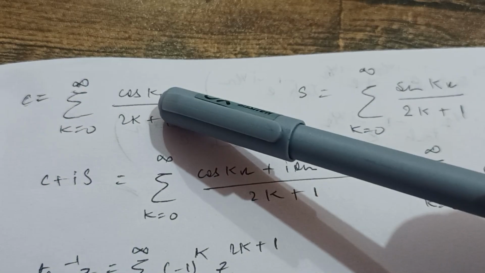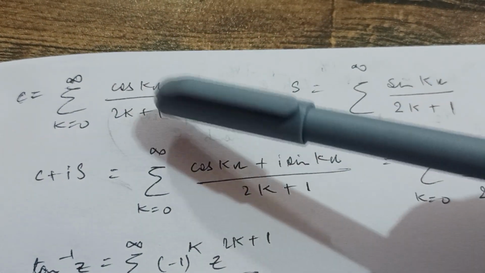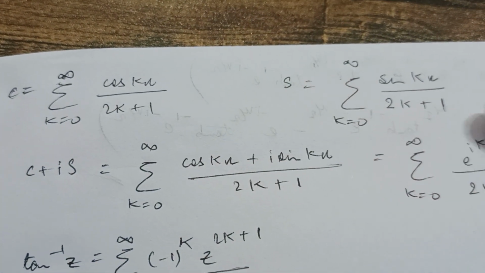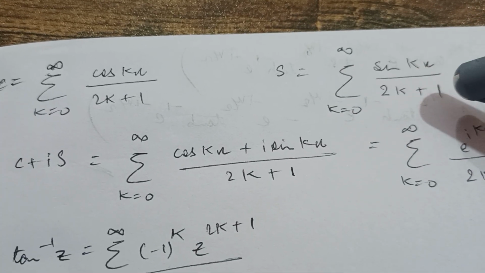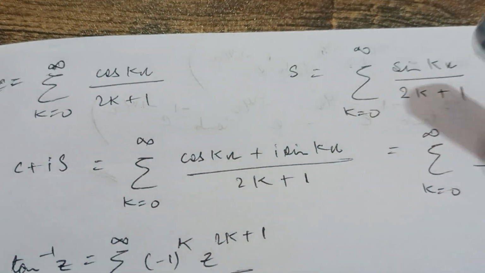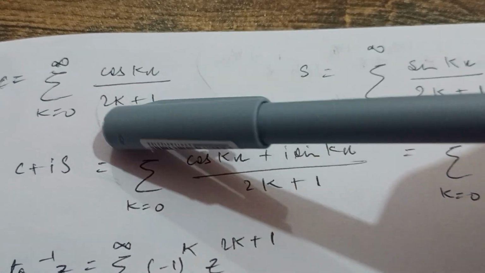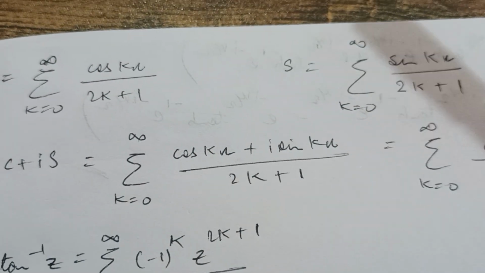So I have one series, the summation from k equals 0 to infinity of cos kx upon 2k plus 1, and another series, the summation from k equals 0 to infinity of sin kx upon 2k plus 1. I am calling this one C, as you can see, this is in cosine form and this is in sine.